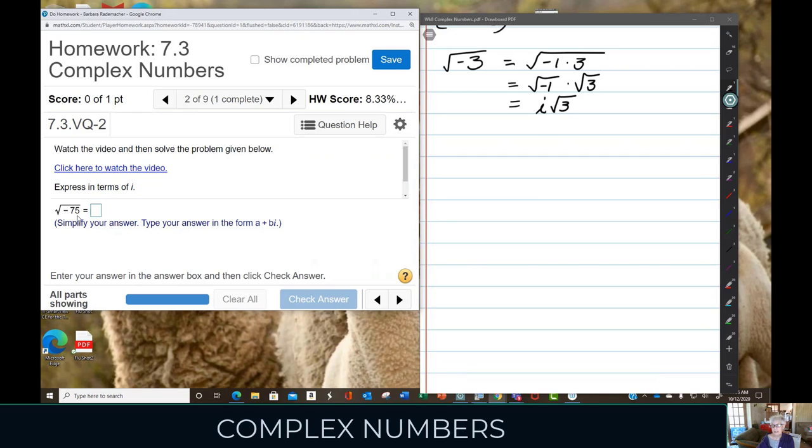Square root of negative 75. We have to talk about these nasty things in your life. The calculator will definitely not do this for you. And there's something more to this problem.